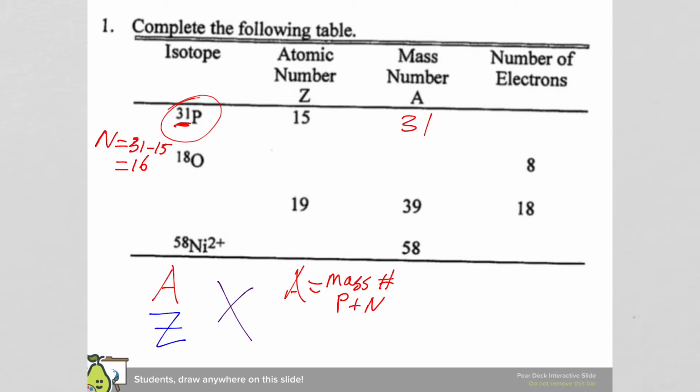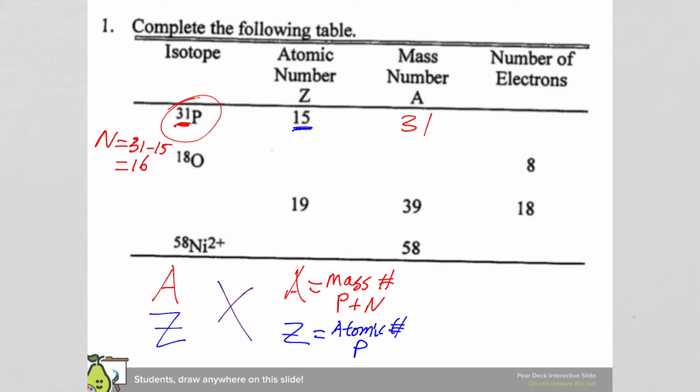For the Z part, that is the atomic number, which is usually the number of protons. If you have the atomic number, you will know the exact element. What you will need to do is consult your periodic table. You will see that phosphorus is number 15, which is why the atomic number here is 15.